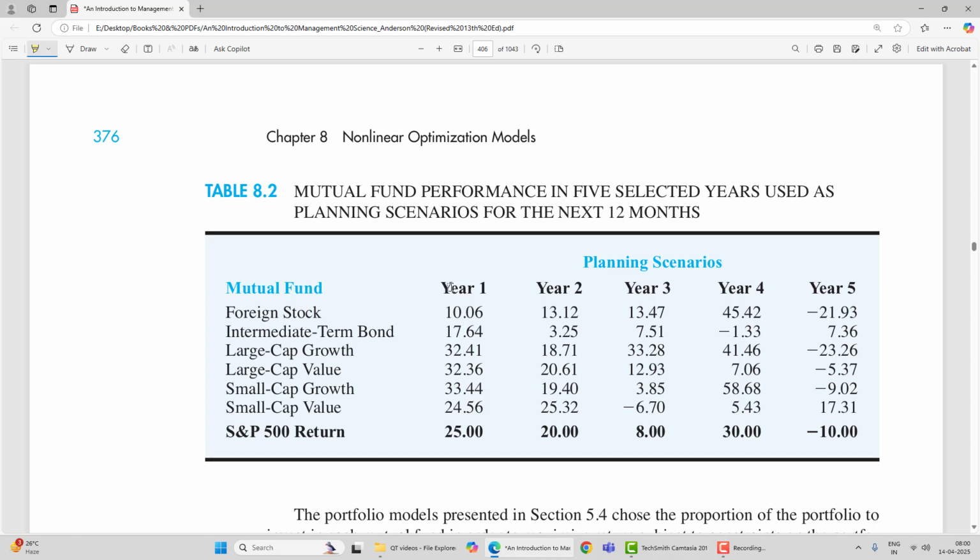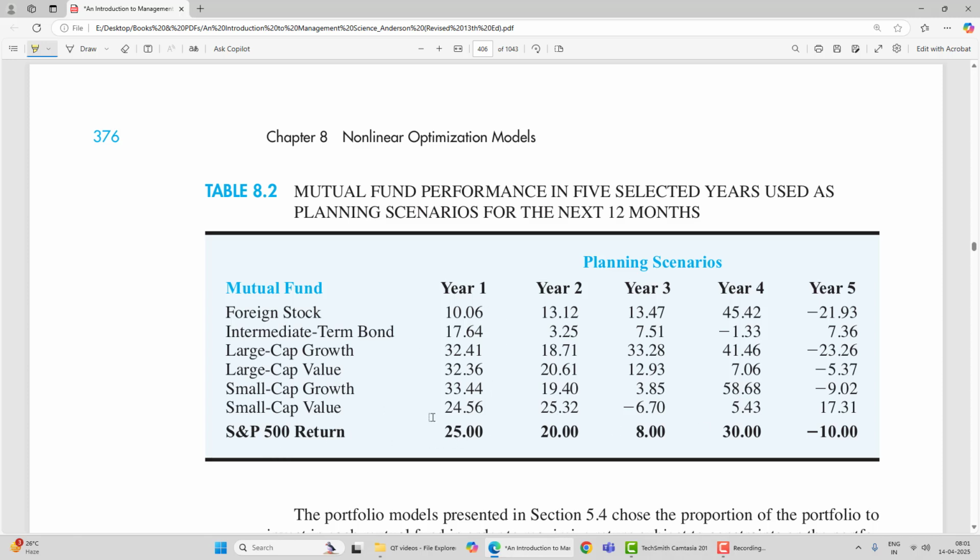And the scenarios were given earlier in the earlier video as well. These are the 5 year scenarios we are considering. Some of the years are very optimistic, some of the years are very negative. For example, year 5 has given returns that are almost everywhere negative and strongly negative. So overall returns were minus 10. The S&P 500 returns are given here.